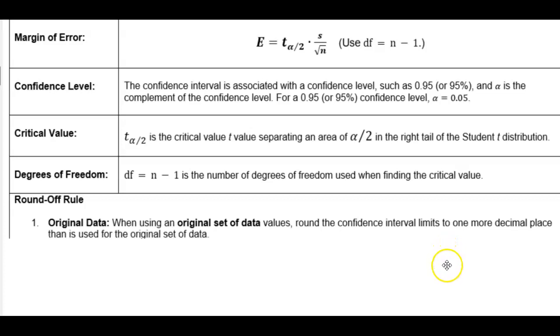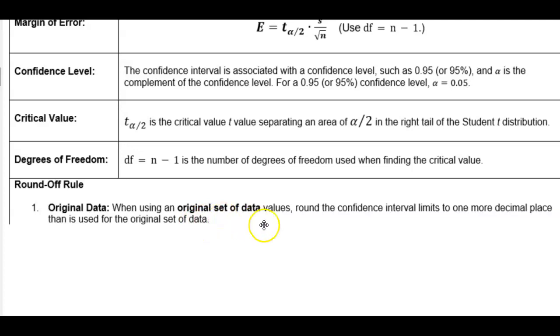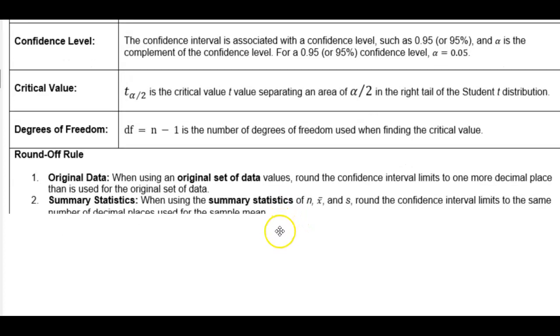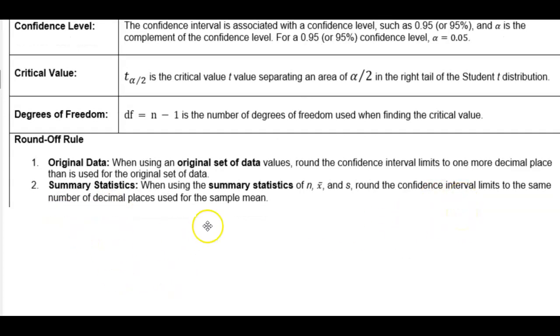Round-off rule. Number 1, original data. When using an original set of data values, round the confidence interval limits to one more decimal place than is used for the original set of data. Number 2, summary statistics. When using the summary statistics of n, the sample mean, and the sample standard deviation, you round the confidence interval limits to the same number of decimal places used for the sample mean.